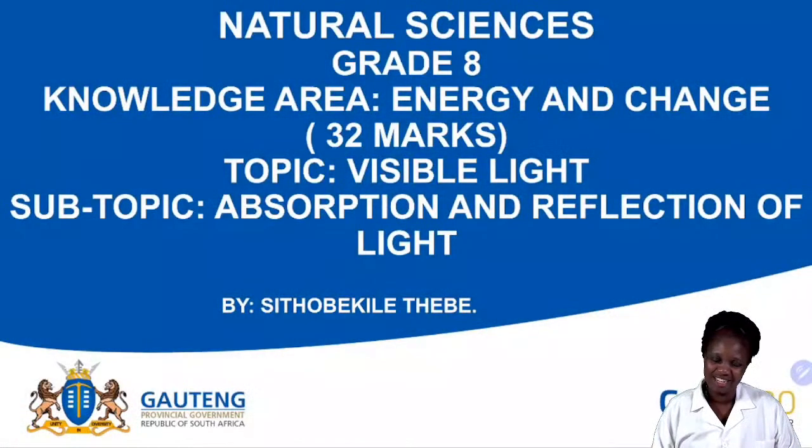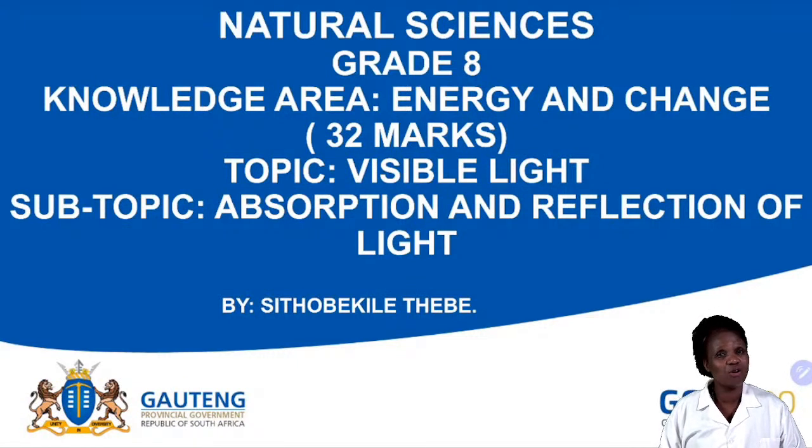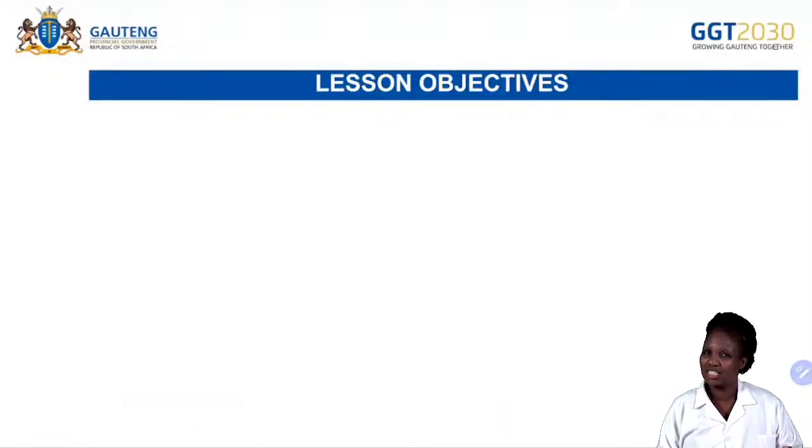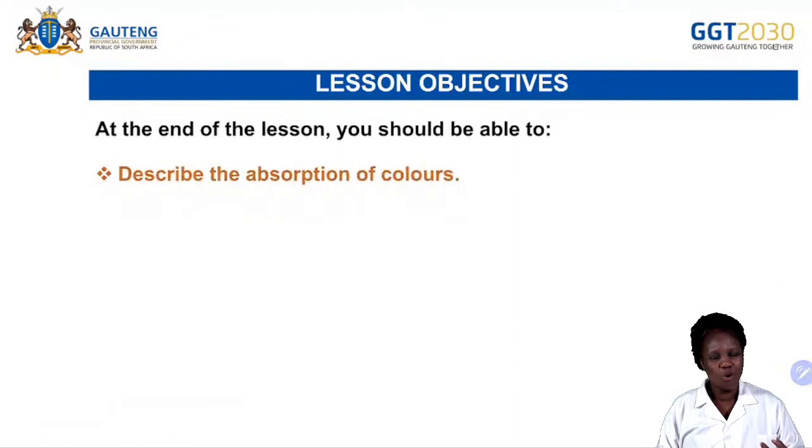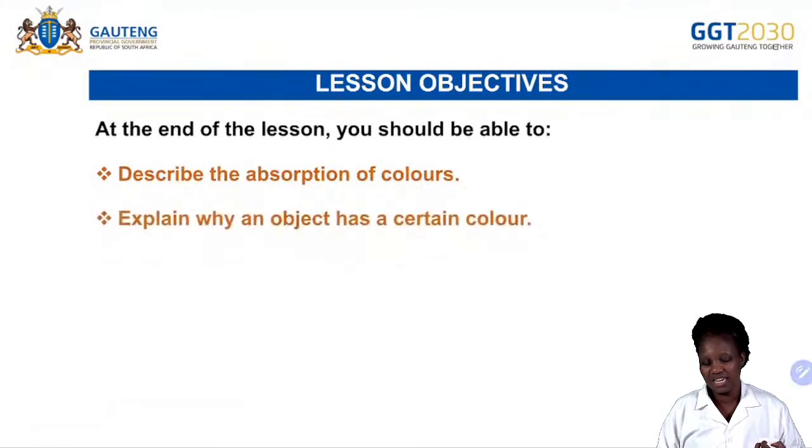Remember, this term we are looking at energy and change, and our topic is visible light. But today we're going to be looking at the subtopic absorption and reflection of light. Let's check our lesson objectives, grade 8. Remember, we need to achieve something by the end of the lesson. What is it that we are going to achieve, grade 8?